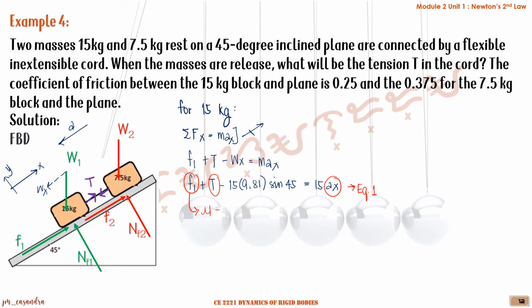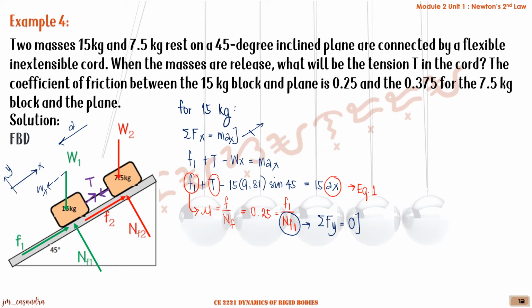So for F1, we can solve this by our coefficient of friction, which is F divided by N. So for block 1, mu is equal to 0.25. It's equal to F1 divided by NF1. NF1 is solved through summation of forces along the y-axis equal to 0 since there is no acceleration, no movement along the y direction.